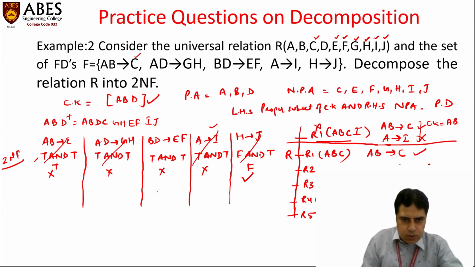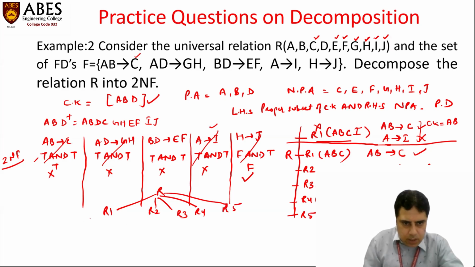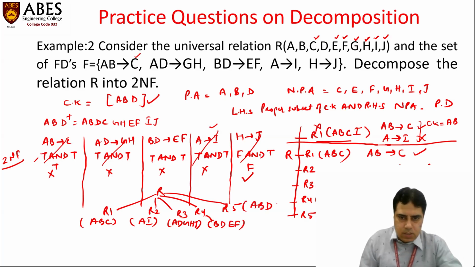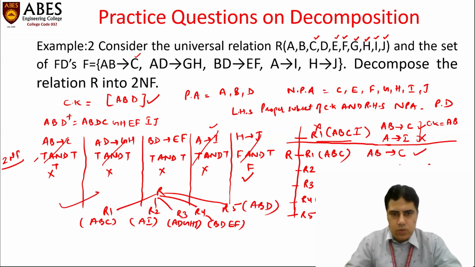Now the decomposition of R into R1, R2, R3, R4, and R5. In R1, attributes are A, B, C. In R2, attributes are A, I. In R3, attributes are A, D, G, H, J. In R4, attributes are B, D, E, F. And in R5, A, B, D. So this is the decomposition of relation R into 2NF.